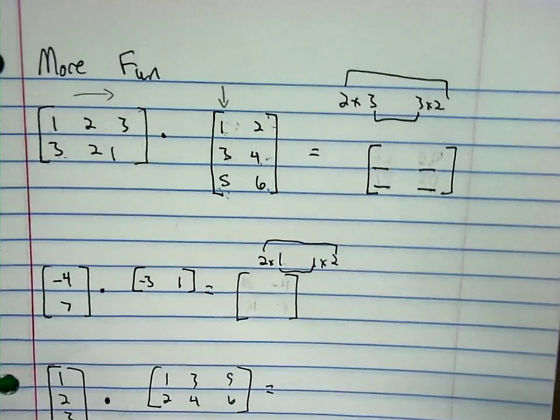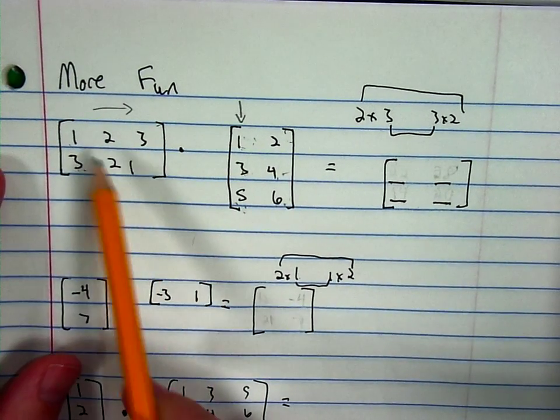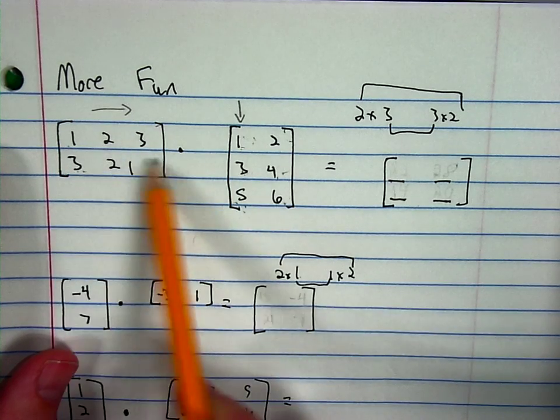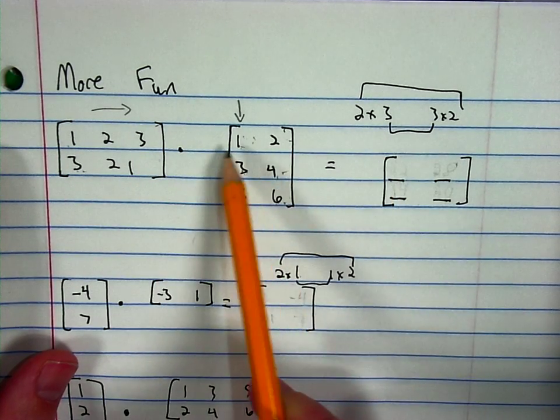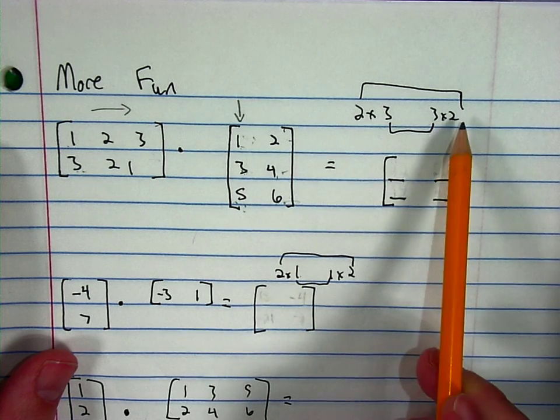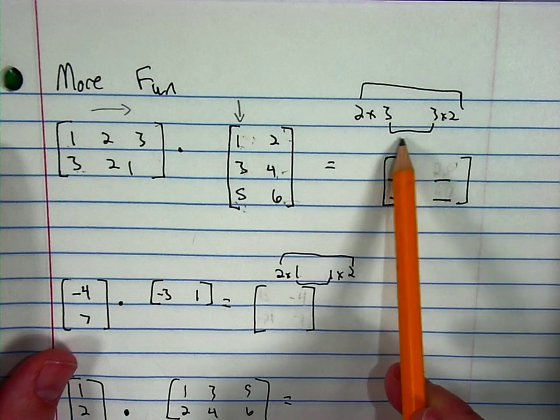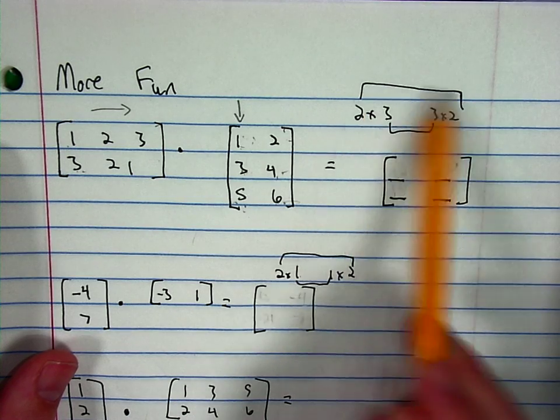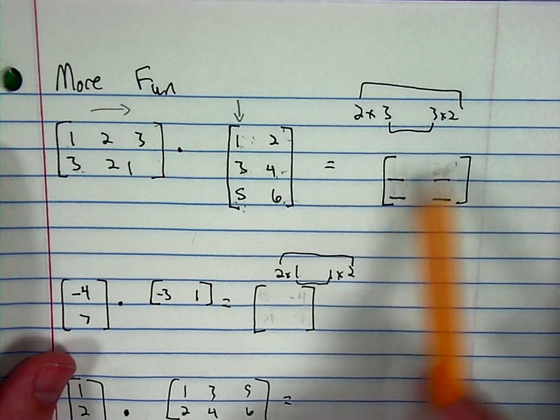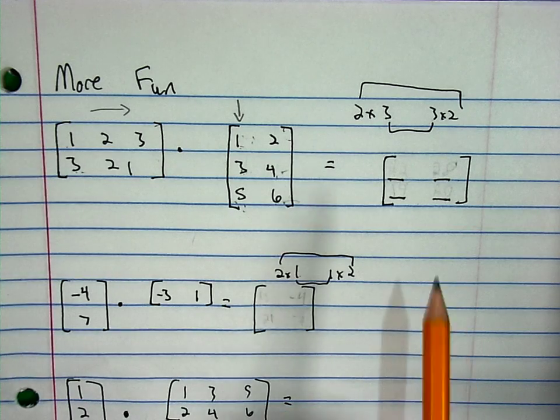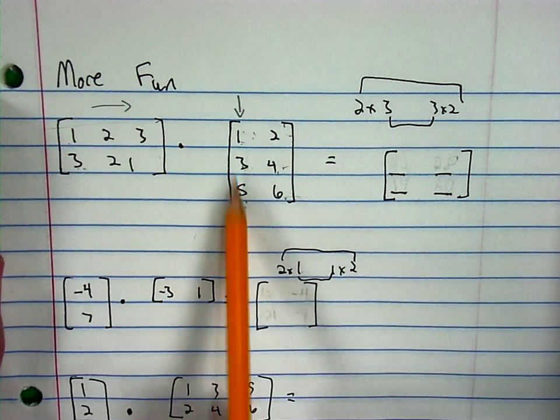Let's take a look at something that's not square. Something that's not going to be a 2 by 2 or a 3 by 3. Okay. This is 2 rows by 3 columns, 2 by 3. This is 3 rows by 2 columns, 3 by 2. Notice the middle numbers match, so I can multiply it. The outside numbers, 2 and 2, tell me what my answer should look like, a 2 by 2 matrix.